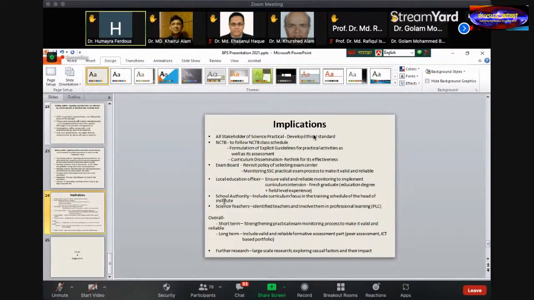Maintenance is also a serious issue. The important factor is that the board does not take SSC practical khata. That creates an opportunity to do something.